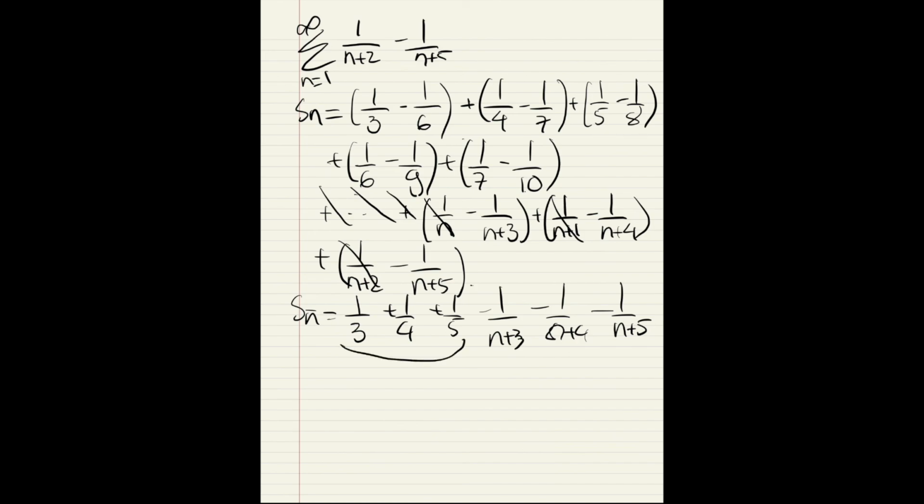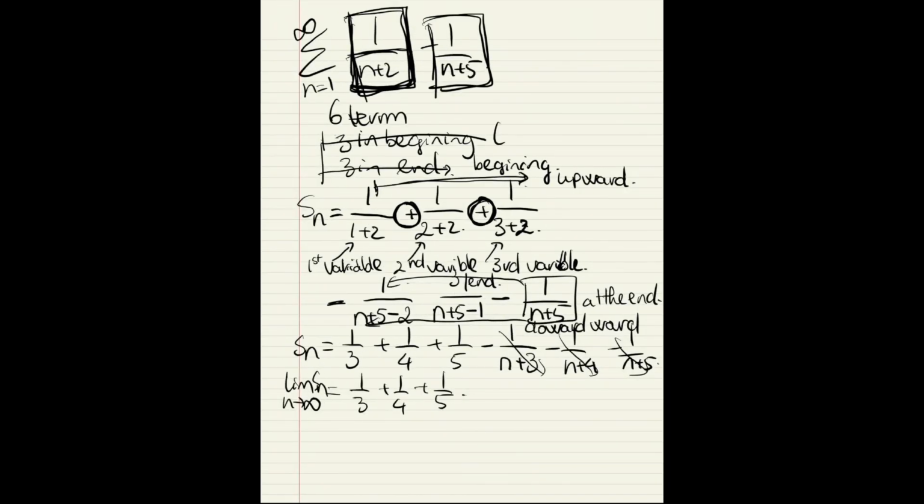See, these are the 3 terms at the beginning, and these are the 3 terms at the end. So we have 6 terms in total. The beginning is always the plus terms, and the end is always the negative terms. By that I mean, it's plus for all the beginning terms and minus for all the end terms.